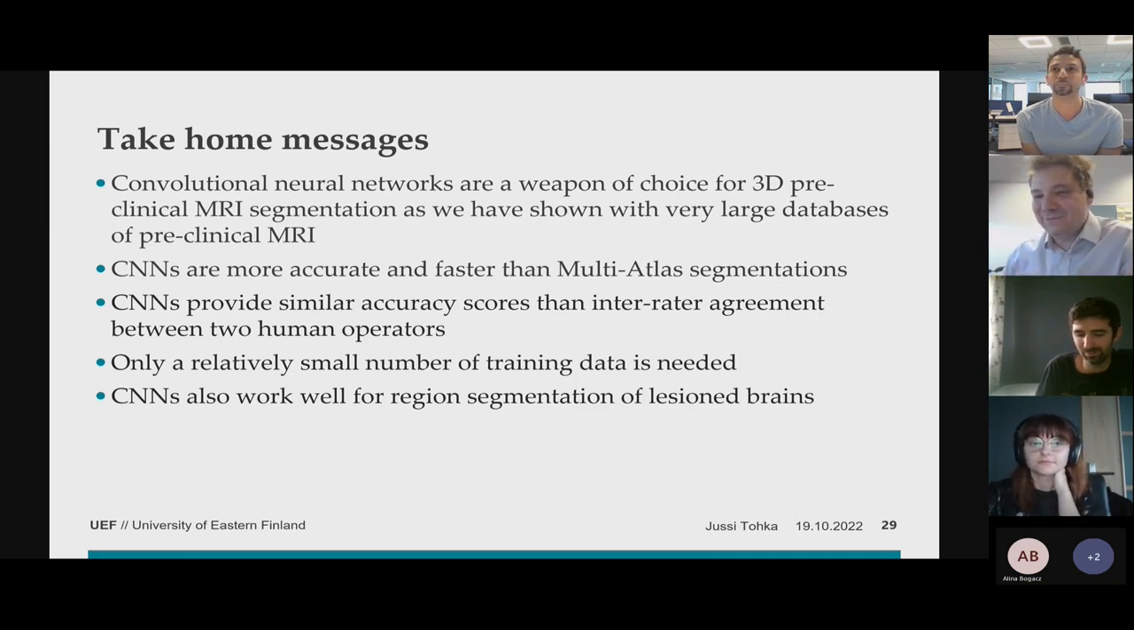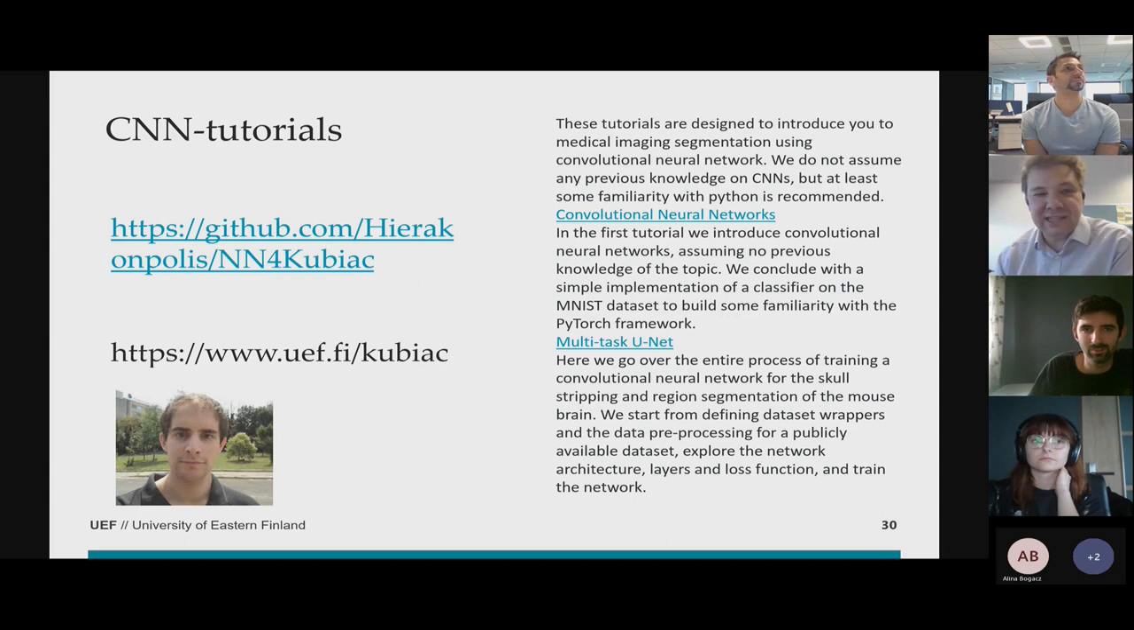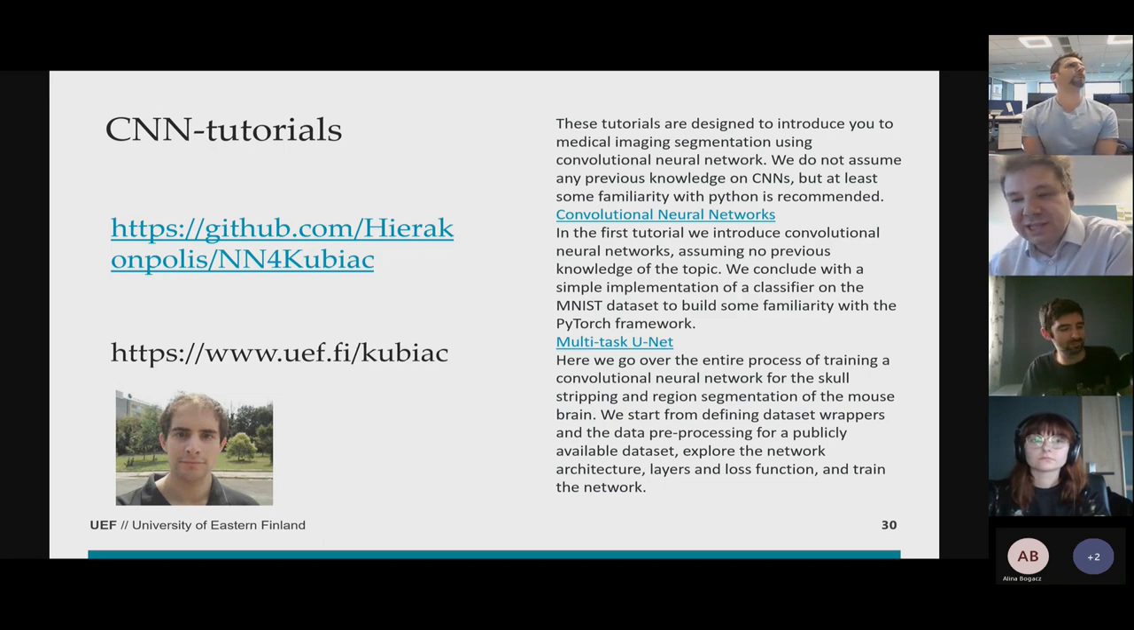These are mainly for preclinical imaging, but of course, similar tools exist for human MRI segmentation. And then I would like to still advertise that we have made available some convolutional neural network tutorials, if you are interested, if you have somebody who is just coming. This could be of use.